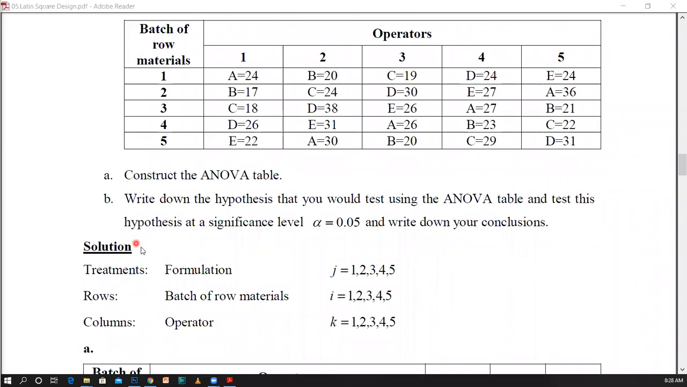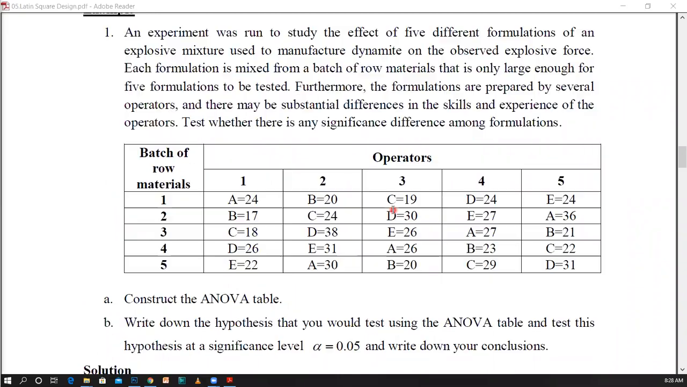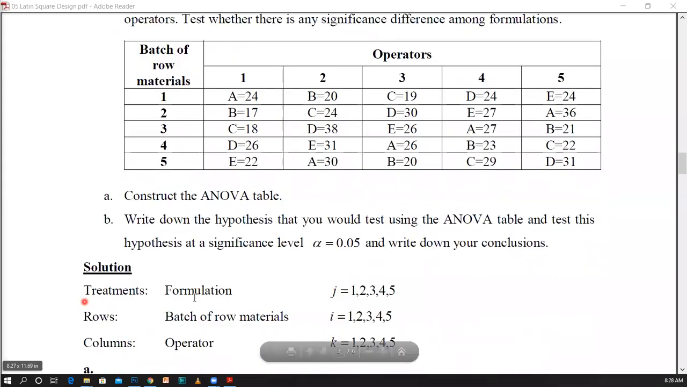If you look at the three factors, the first one is definitely the treatment, which is the formulation, and the next ones are the row factor and the column factor. You can interchange the row and column factors if you need, but you definitely have to consider formulation as the treatment. It is because what we need to test is the formulation, so our treatment should be the formulation.